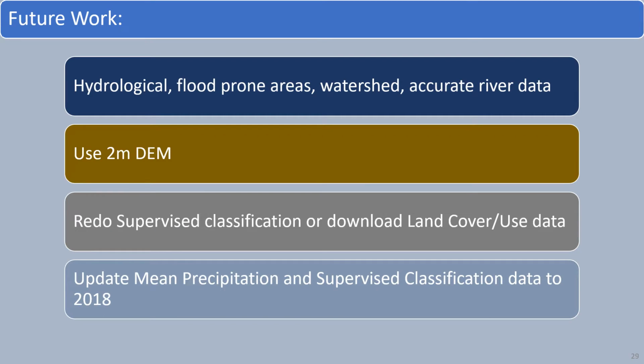Suggestions for future work to improve this analysis could be to include hydrological, flood-prone areas, watershed, and/or more accurate river data. To use the 2-meter DEM and derive the slope layer from it. Either redo the supervised classification of the Landsat 8 image so that there is a higher accuracy result, or use an available land cover map, and redo the analysis with 2018 for precipitation and Landsat 8 imagery data.